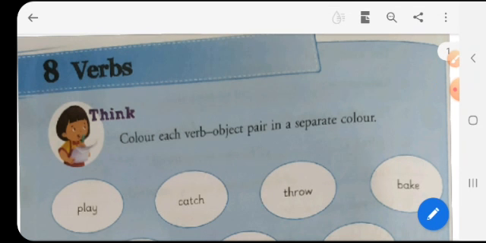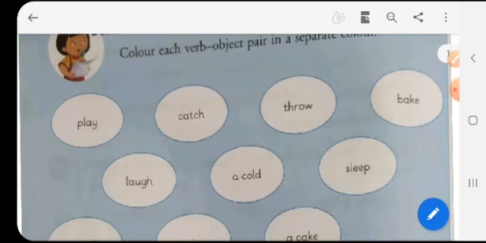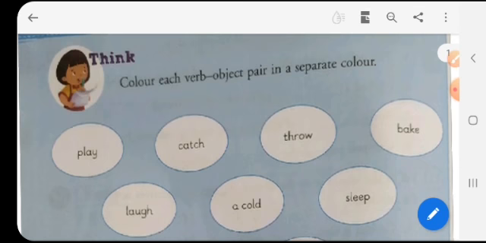So children, if I say I am reading a book, what am I doing? I am reading, right? So the work that is being done by me is reading. Whatever work I do, or whatever action the noun or the pronoun does, that is called a verb.